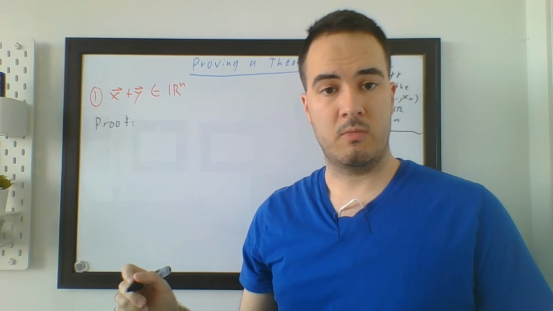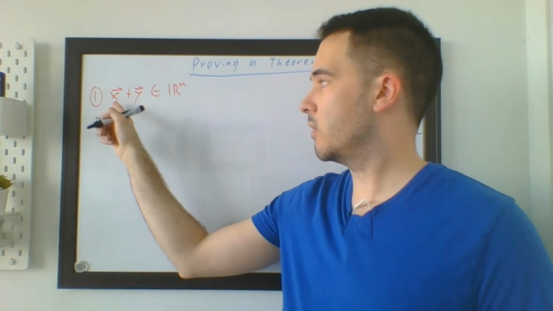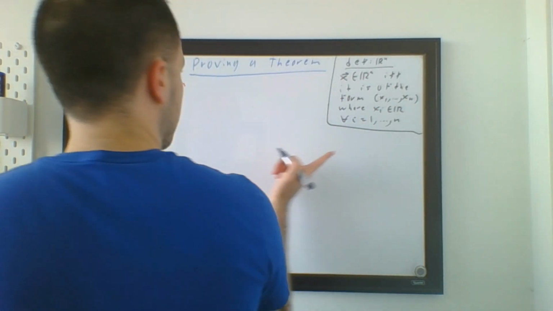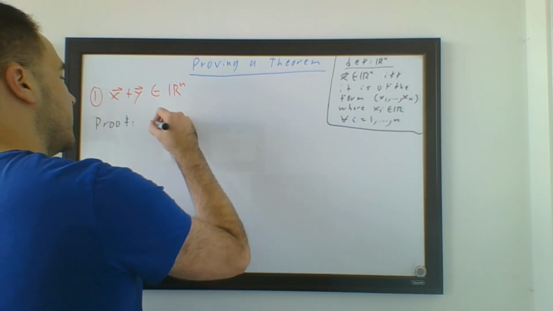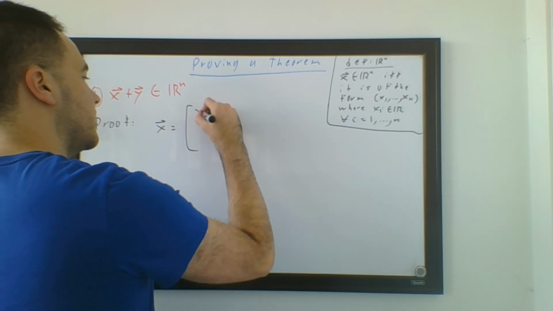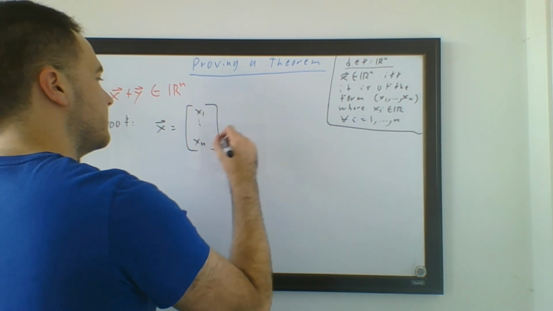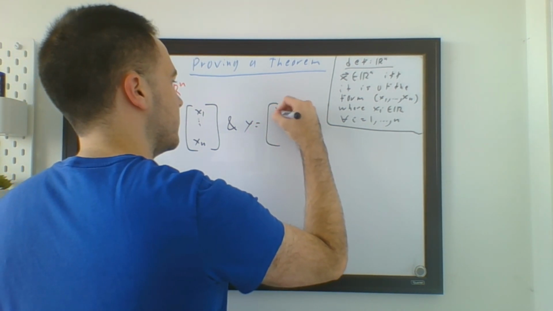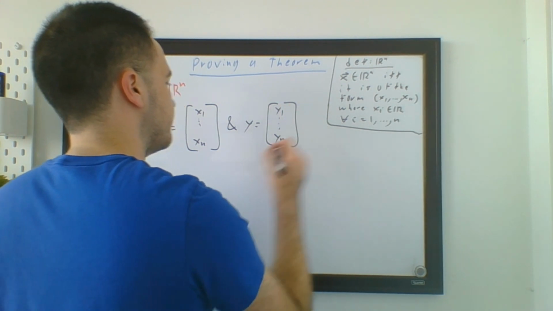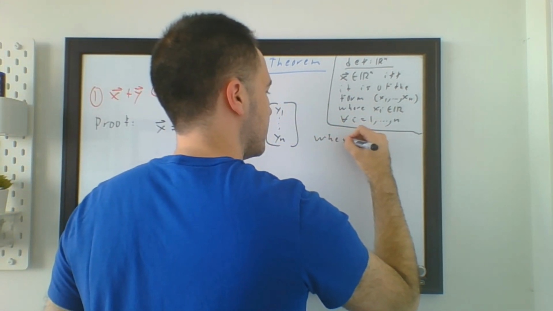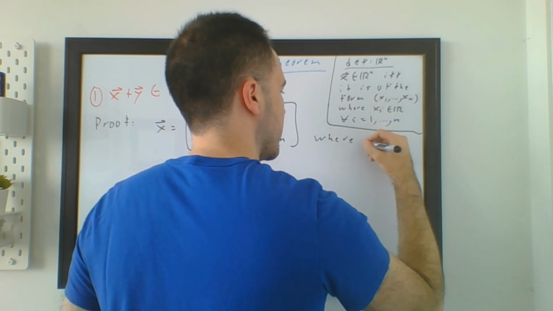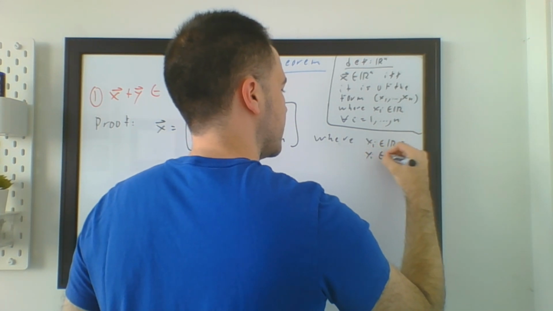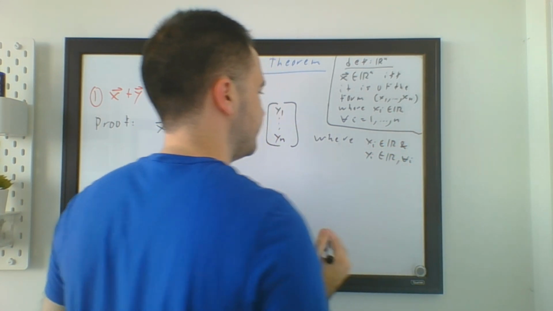So our first step is we need to use the definitions we were given. We were told x is an element of Rn and y is an element of Rn. So we can use the definition here to say, okay, if that is the case, then x has elements x1 to xn, and y has elements y1 to yn, where xi is a real number and yi is a real number for all i.